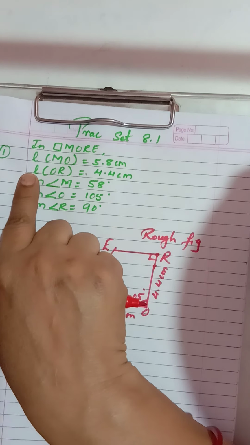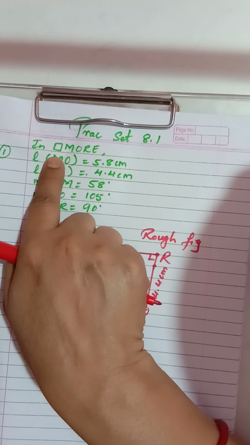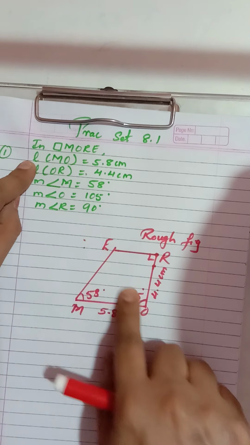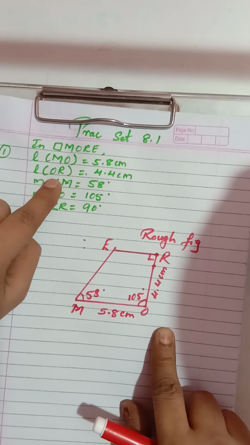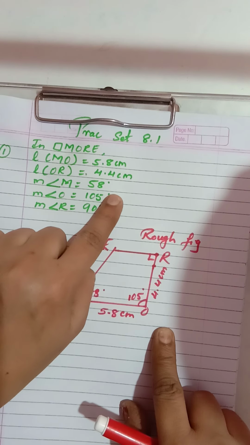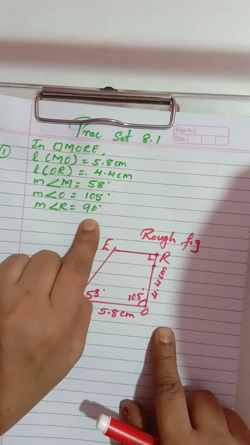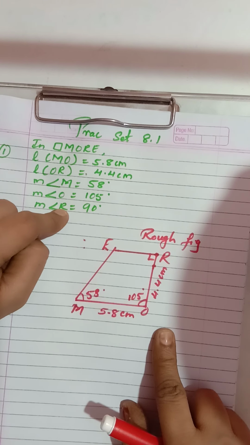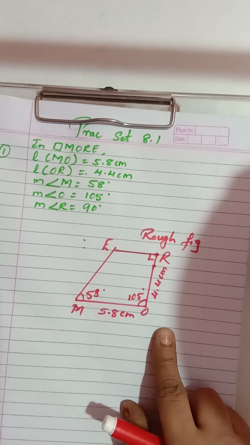Now the first question is, in quadrilateral MORE. See children, I have used a symbol instead of writing the word. In quadrilateral MORE, what is given? Length of MO is equal to 5.8 centimeter. Length of OR is 4.4 centimeter. Measure of angle M is 58 degree. Measure of angle O is 105 degree. And measure of angle R is equal to 90 degree. That means children, 2 sides and 3 angles are given. With these given measures, we have to construct a quadrilateral.